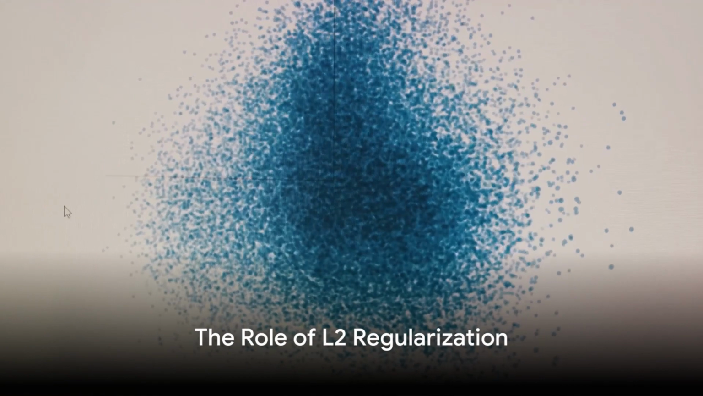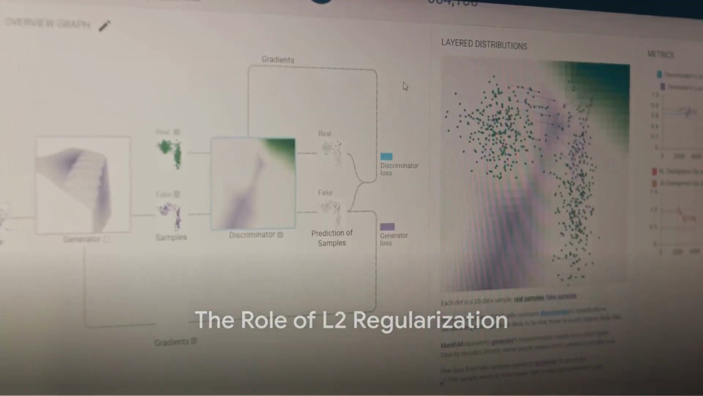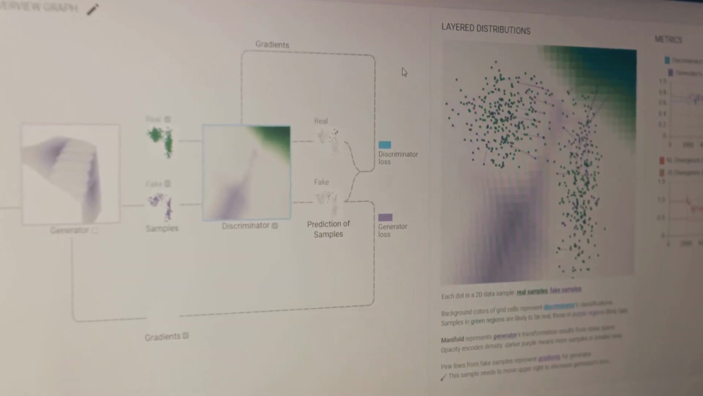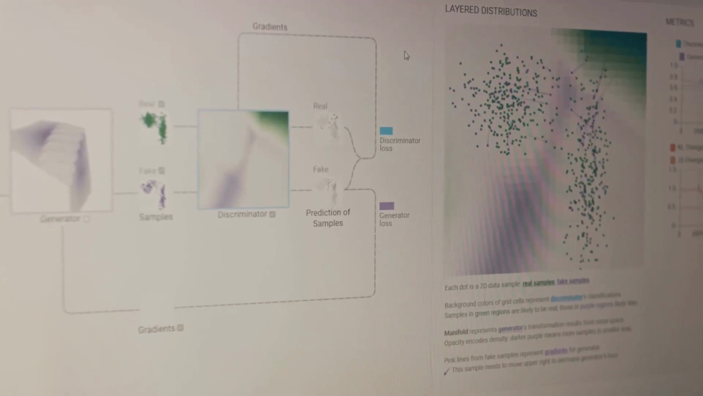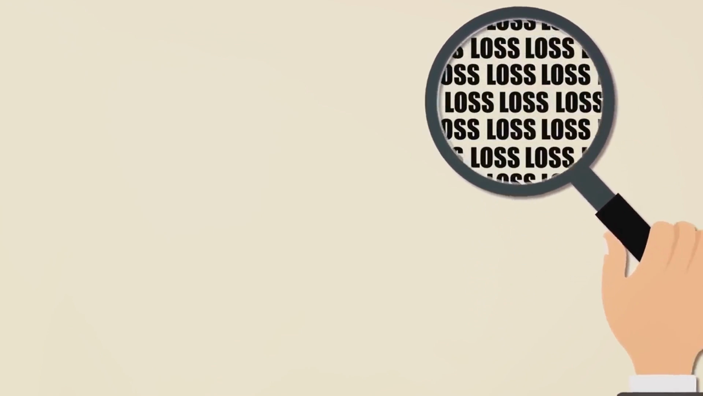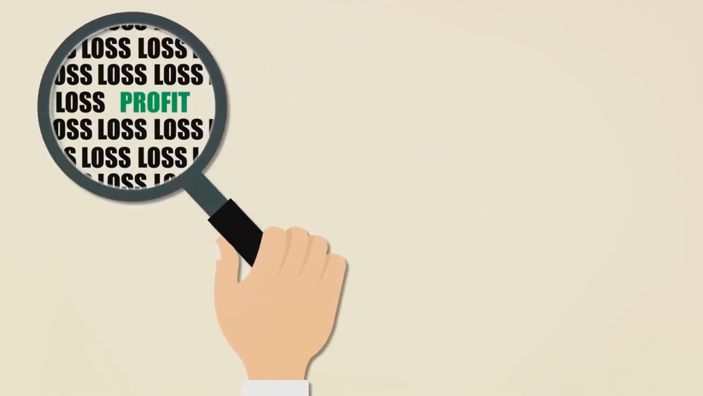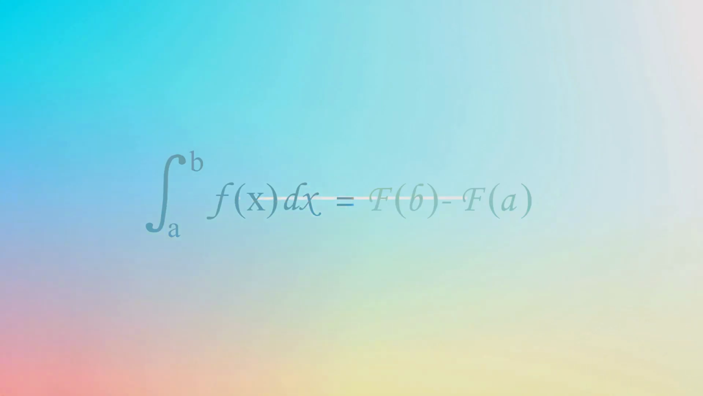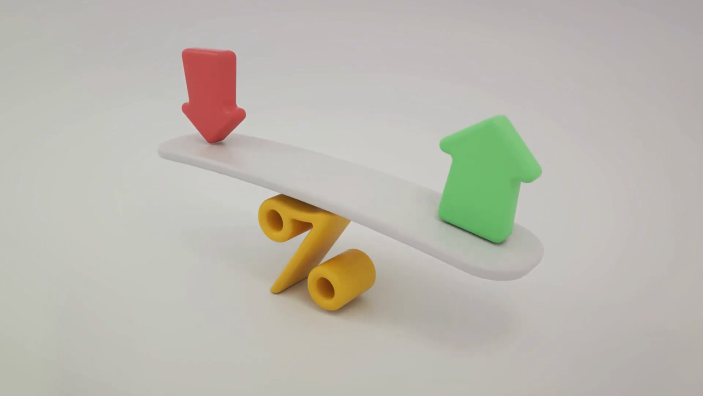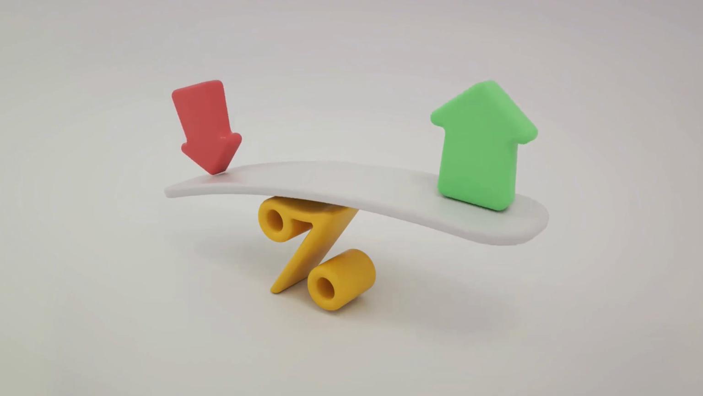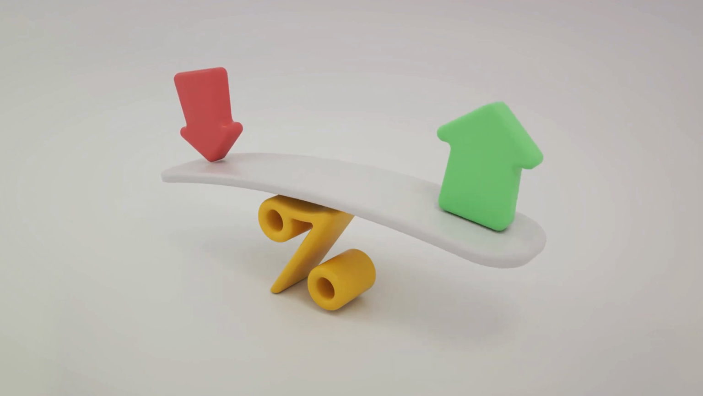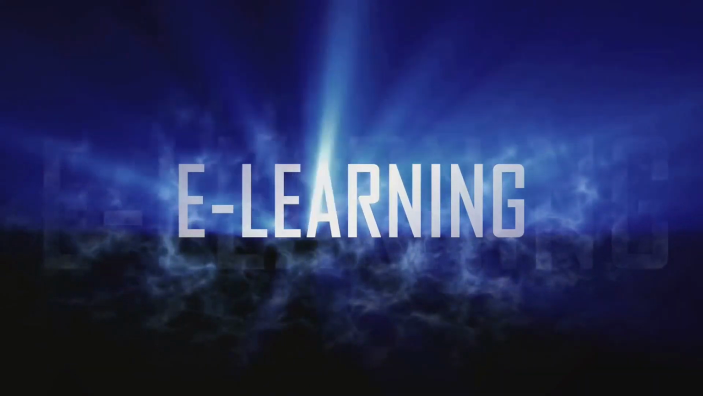This is where L2 regularization comes in. It's a technique used to prevent overfitting, to help the model generalize better. It does this by adding a penalty to the loss function, the measure of how well the model is doing. This penalty is proportional to the square of the magnitude of the coefficients. In other words, L2 regularization discourages the model from relying too heavily on any one feature, thereby promoting a more balanced, generalized model.